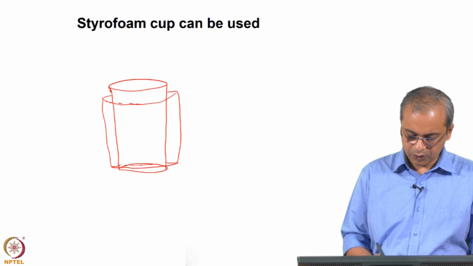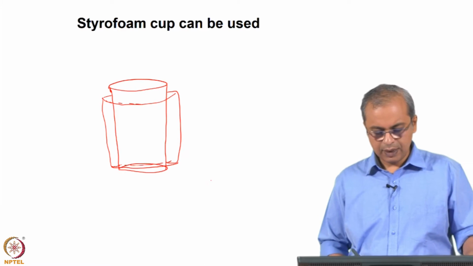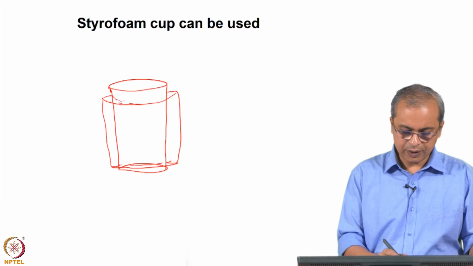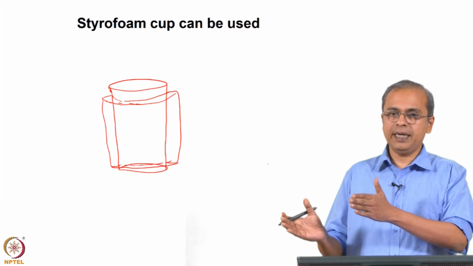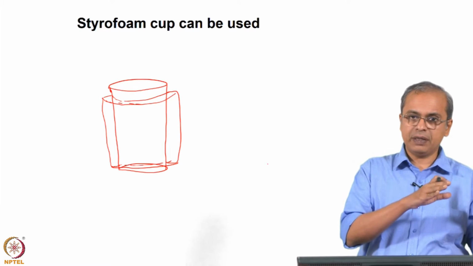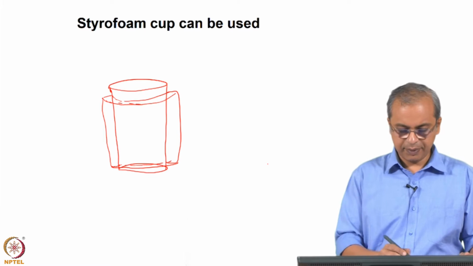So, you have some insulation going around. There is some insulation that is wrapped around this glass, so that you have additional insulation in the system, and it is very difficult for the heat outside to go in, and very difficult for heat inside to go out. So, that is basically what you have.